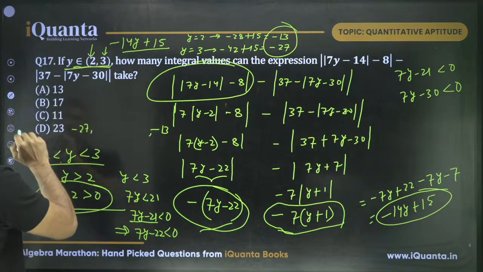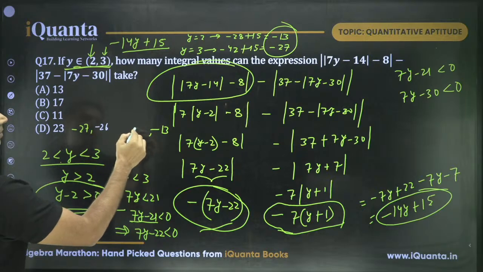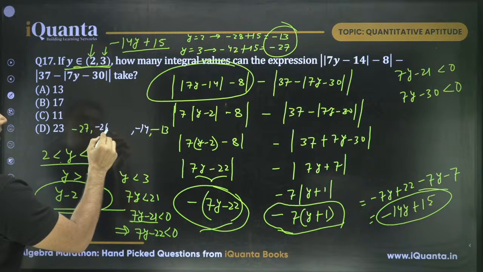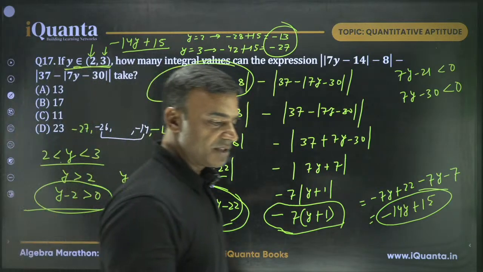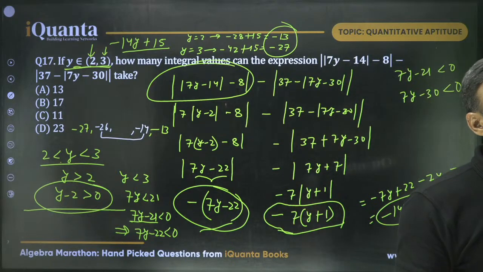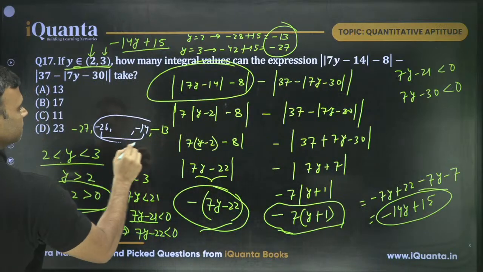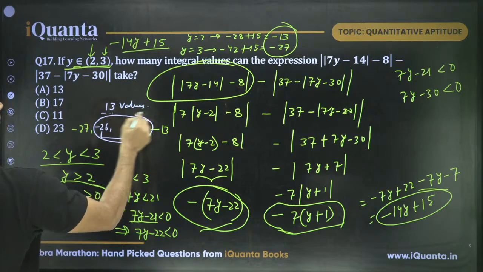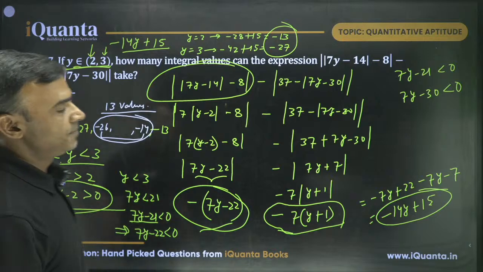I'll write couple of them. You will know that. Minus 26 आएगा और इधर minus 14 आएगा. Count them. Count them carefully. How many are there? 14, 15, 16, 17, 18, 19, 20, 21, 22, 23, 24, 25, 26. Just count them carefully. So there are 13 values. So option A, 13 is the correct answer.